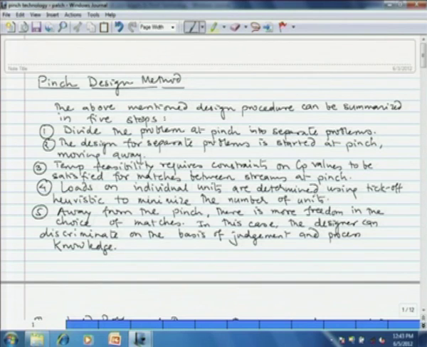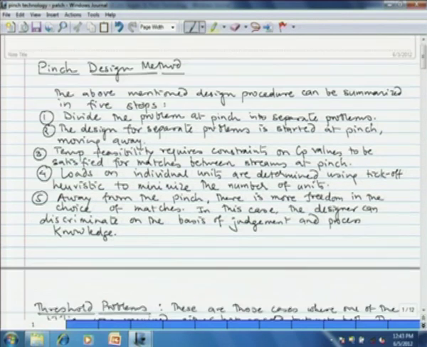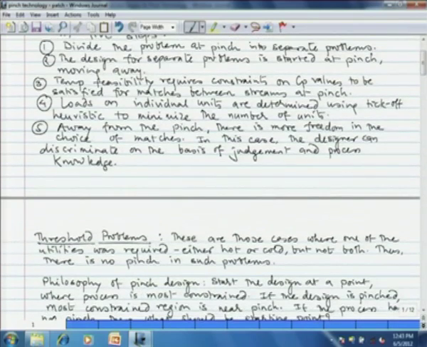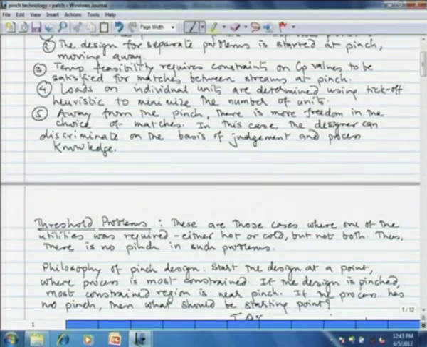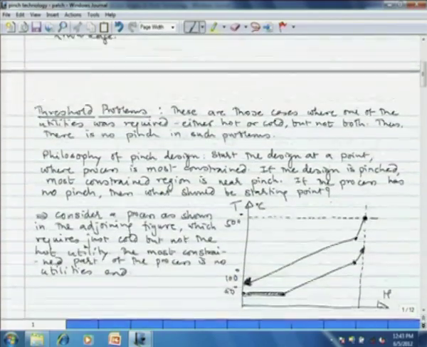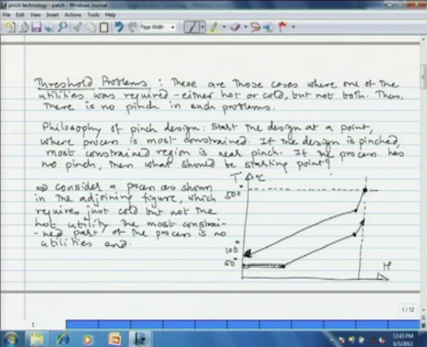The temperature feasibility requires constraint on Cp values to be satisfied for matches between streams at pinch, Cph less than or equal to Cpc above pinch and vice versa below pinch. The loads on individual units are determined using Tickoff heuristic to minimize the number of units. Away from the pinch, there is more freedom in choice of matches because the Cp inequality is not mandatory as we move away from the pinch, and in this case the designer can discriminate on the basis of judgment and problem knowledge. Now, let us see some special cases, and these are the threshold problems.